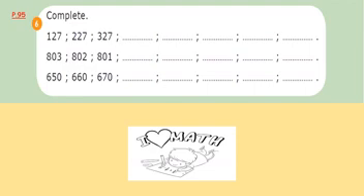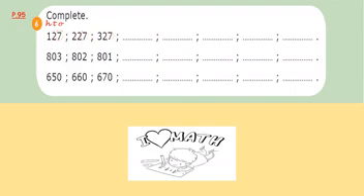Look at the first number, 127. This number consists of 3 digits: ones, tens, and hundreds. The next number is 227, and the third number is 327. Now, to find the next number, I have to find the digit. Which digit is changing? Look at the ones digits. In all the numbers, it keeps 7.